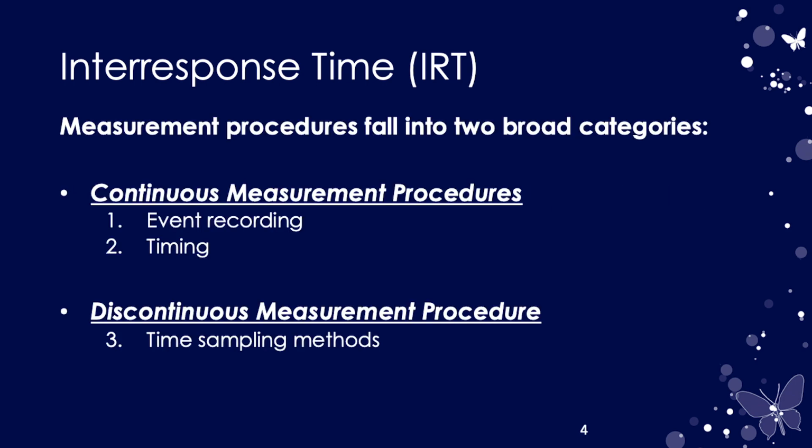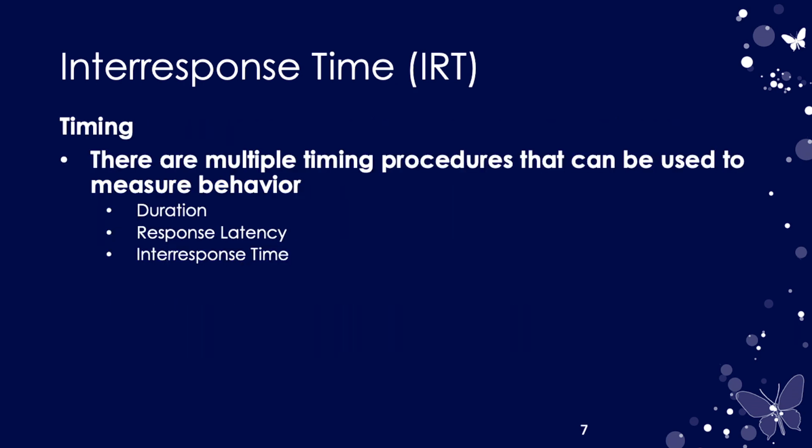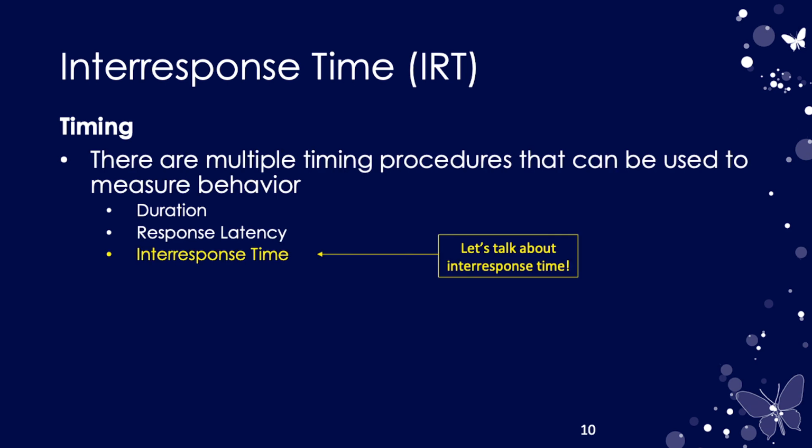You may remember that measurement procedures fall into two broad categories: continuous measurement procedures and discontinuous measurement procedures. Continuous measurement can be further broken into event recording and timing. In this module, we will focus on continuous measurement procedure, more specifically, timing. There are multiple timing procedures that can be used to measure behavior: duration, response latency, and interresponse time. Today, we'll be focusing on interresponse time, also known as IRT.